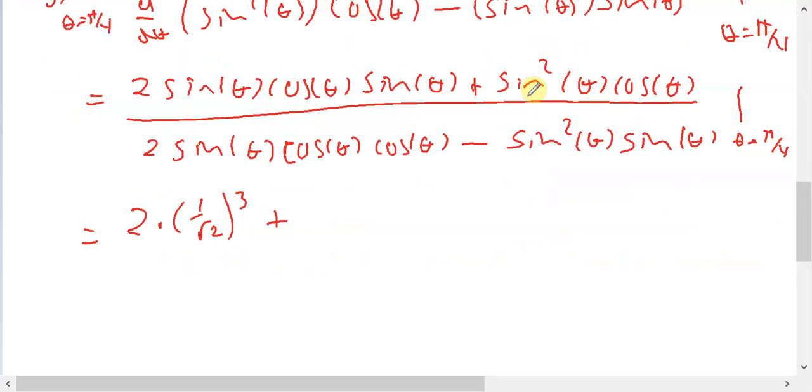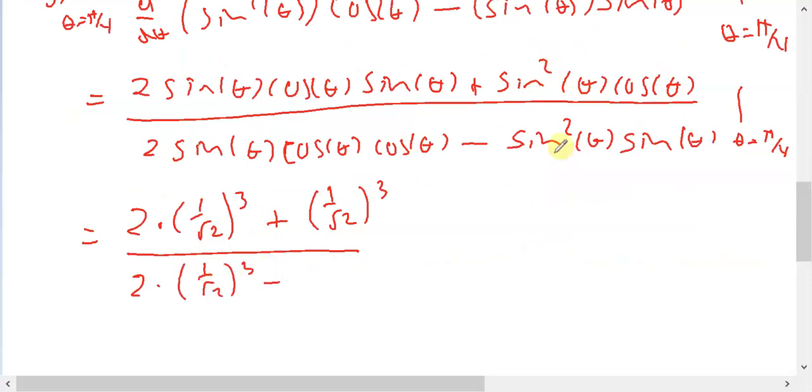plus, again, 1 over square root of 2 squared, and one more is 1 over square root of 2 cubed yet again. And then here in the bottom, again, 1 over square root of 2 from 3 of them, so I get 2 times 1 over square root of 2 cubed minus 1 over square root of 2 cubed.